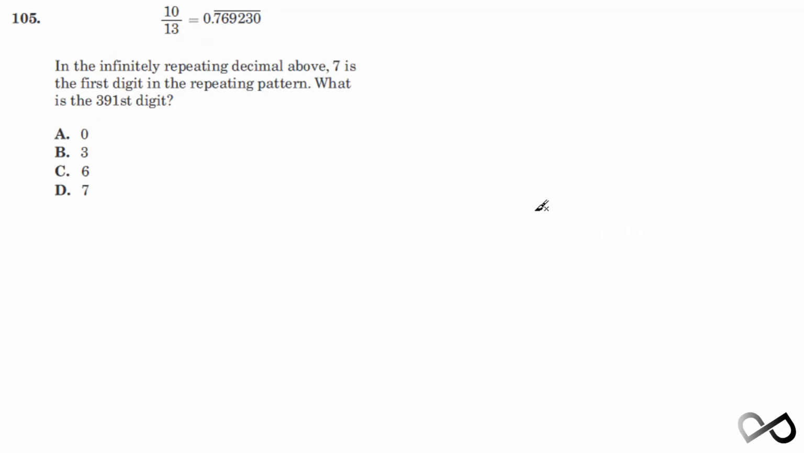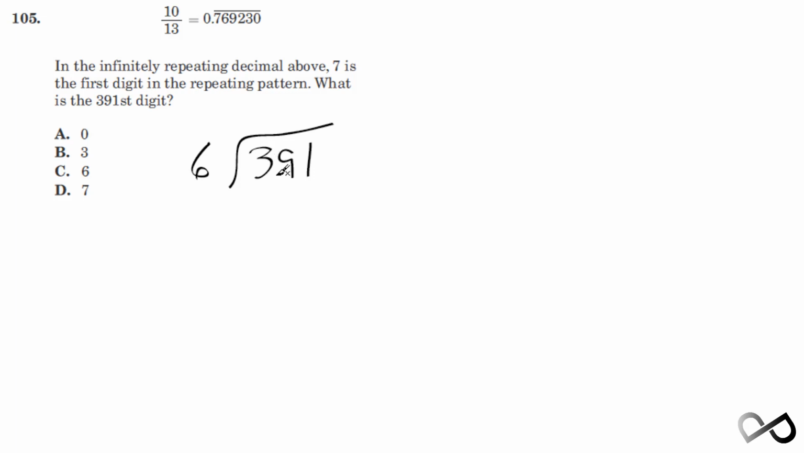Number 105. In the infinitely repeating decimal above, 7 is the first digit in the repeating pattern. What is the 391st digit? So let's count how many digits there are in this pattern. There are 1, 2, 3, 4, 5, 6 numbers here, 6 digits in this repeating pattern. So what we'll do is we'll divide 391 by 6. So let's do that and see if we get any remainders.